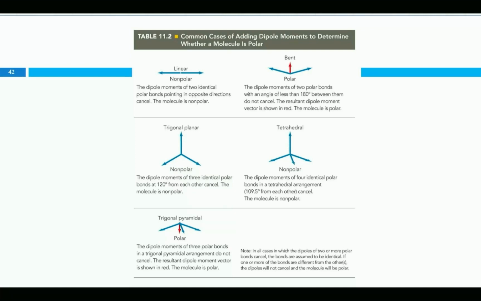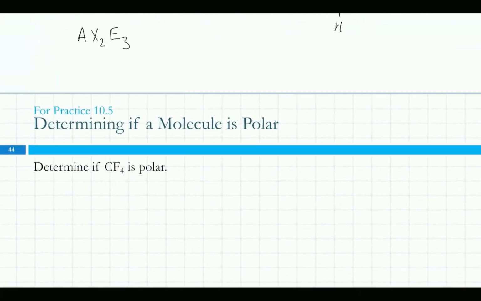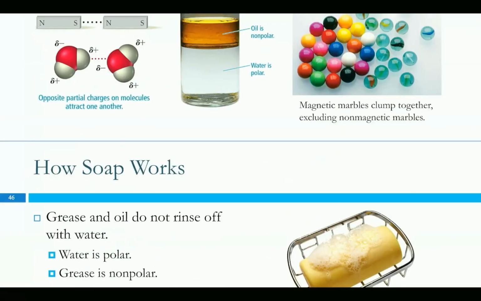I'm thinking square planar. If I've got lone pairs on either side, those cancel out. Trigonal planar wouldn't have any lone pairs. Bent has lone pairs, it's polar. Trigonal pyramidal has lone pairs, so it would be polar. So most of the time, if you have lone pairs, they're polar, unless there's lone pairs directly opposite each other. All right, I think that's basically it for polarity.